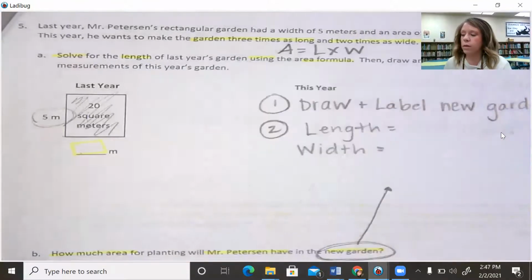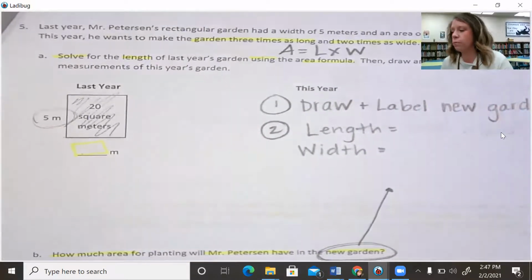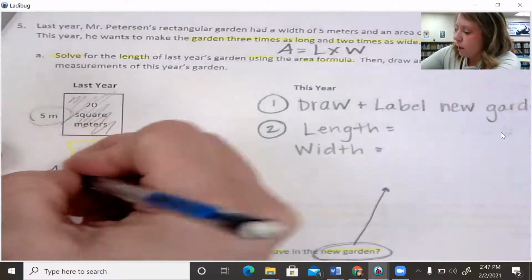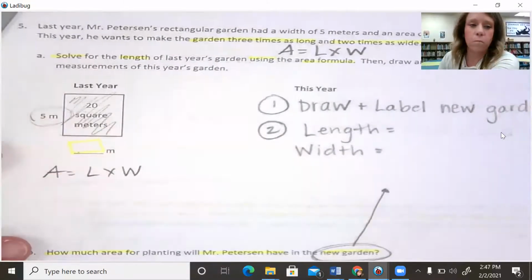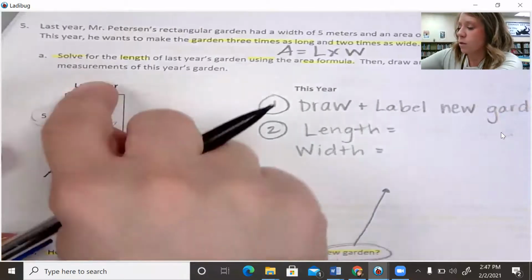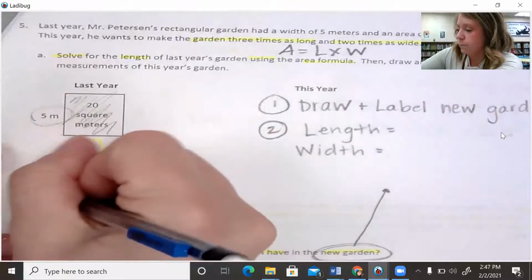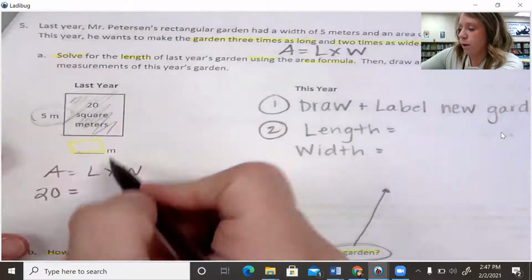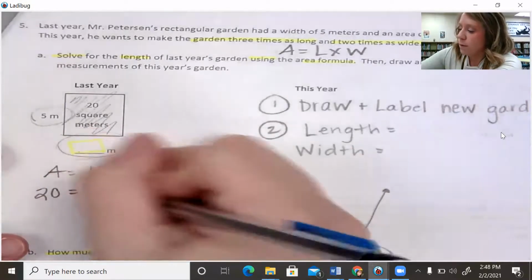So we reminded ourselves what the area formula was, length times width. So over here, I'm going to rewrite the formula, and I'm going to plug in what I know. Do I know the area? I hope you said yes. It's right here, 20. Do I know the length? That's missing right here. Keep that as my L.